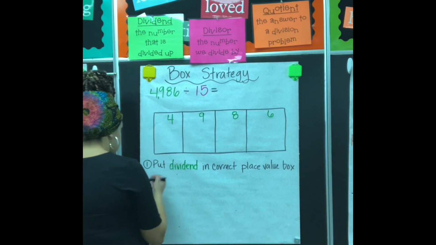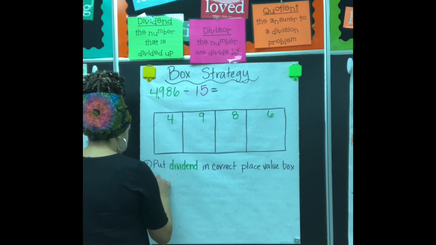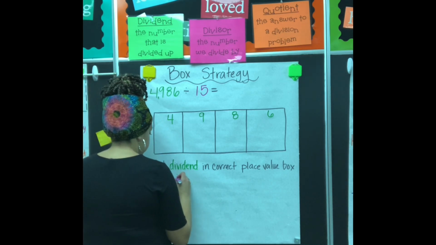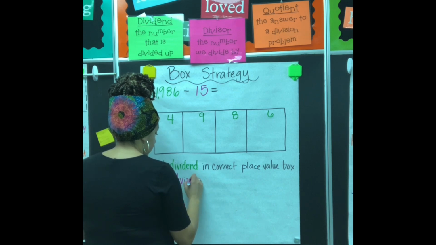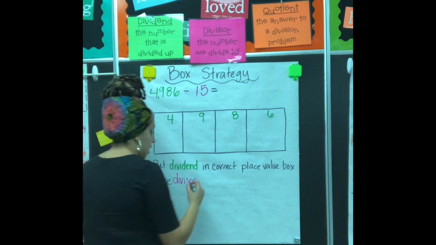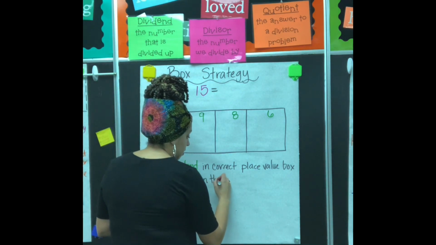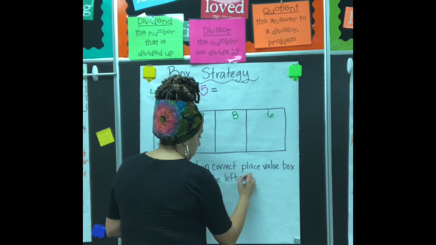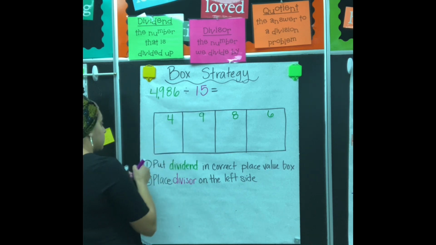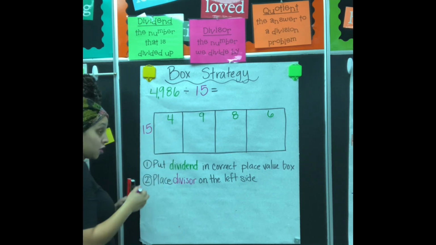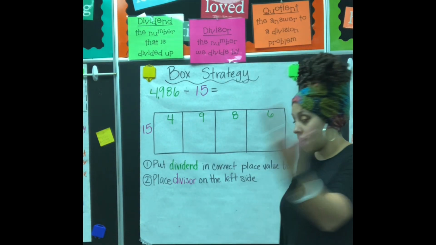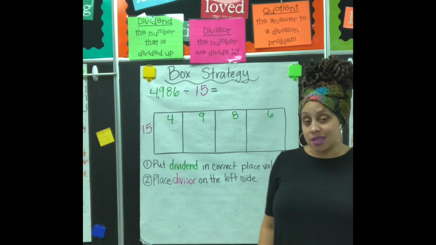The next step is we are going to place the divisor on the left-hand side. Our divisor is what? 15. Ooh, okay. Just like we did with our lucky 7. Now that we've set up our problem, what is our next really important step?